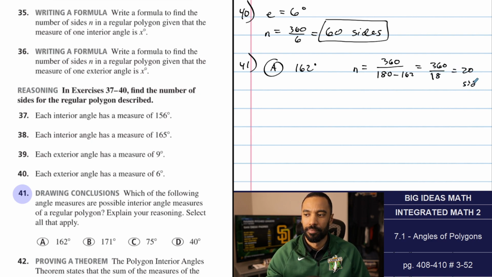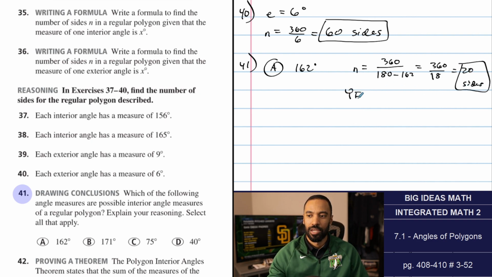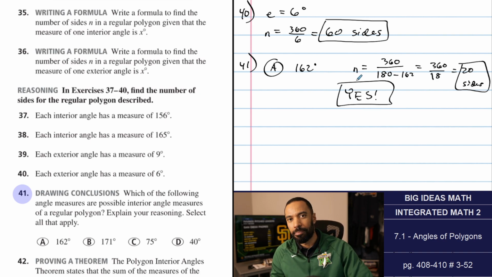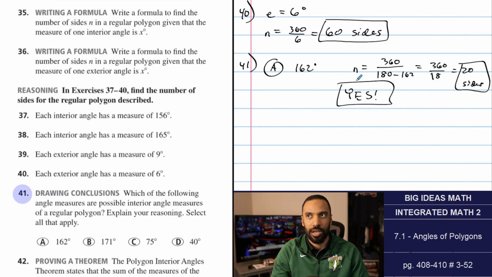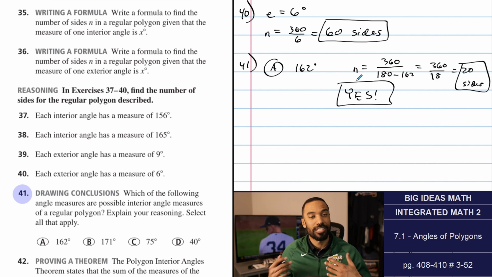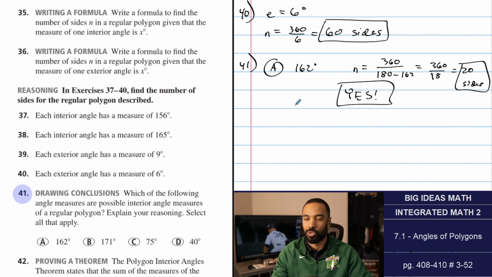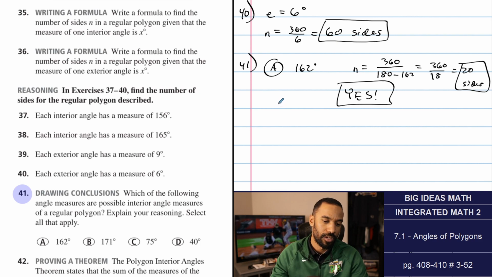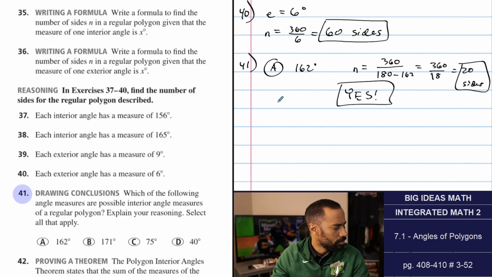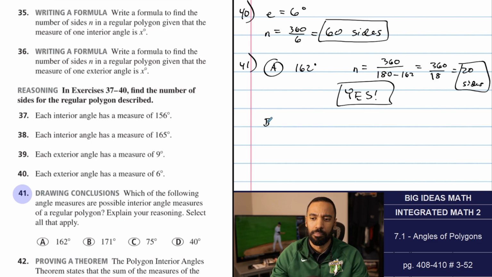Yes, it would have 20 sides. So yes. Now, what would make it a no? What would make it a no is if your 360 is not divisible by your number, by its supplement, if you will. As I look at all of these, I'll tell you which ones are which. I don't think C or D are going to work. B, I think B is going to work.